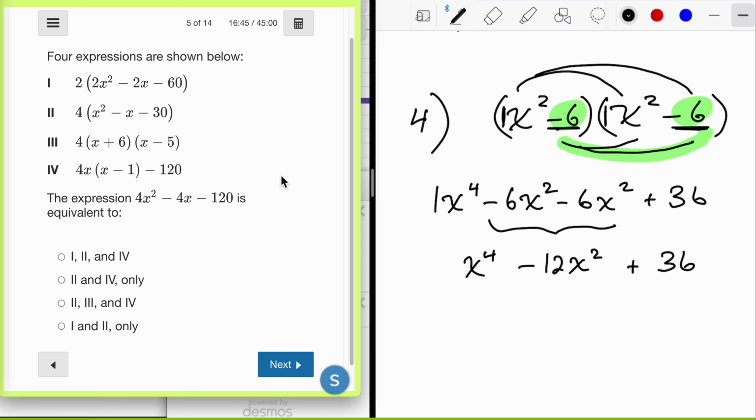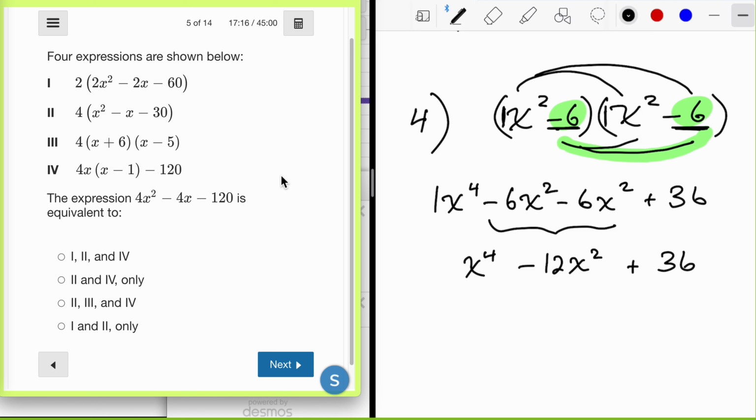This one is a weird one, but basically it's another kind of brute force question. It just really depends on how you go about doing things. You can go from the original expression backwards, or you can go from the Roman numerals forwards, as in distribute.